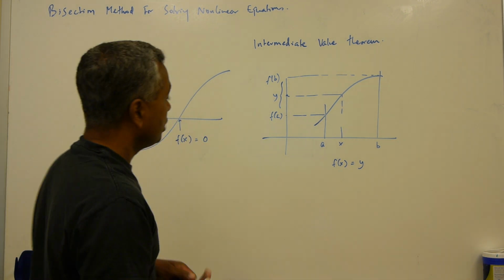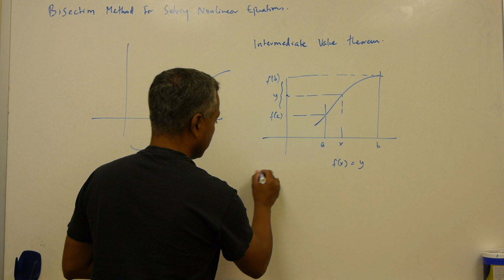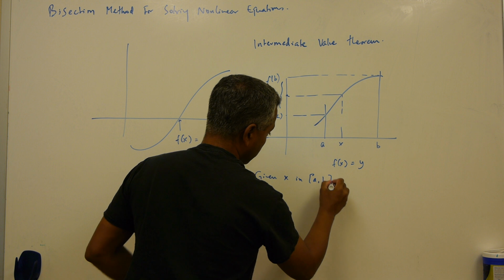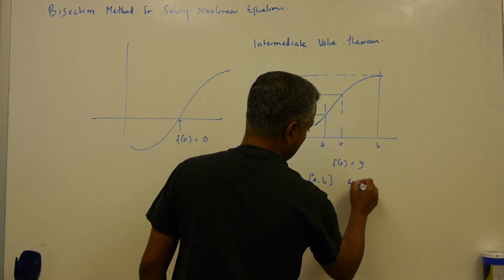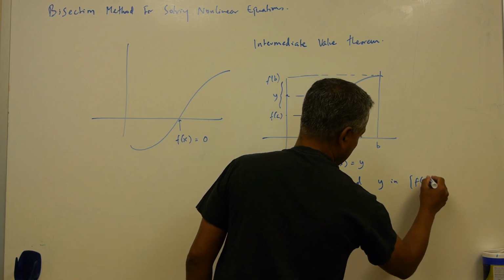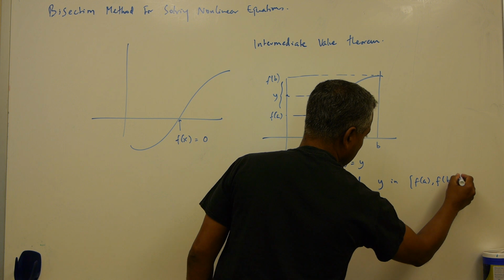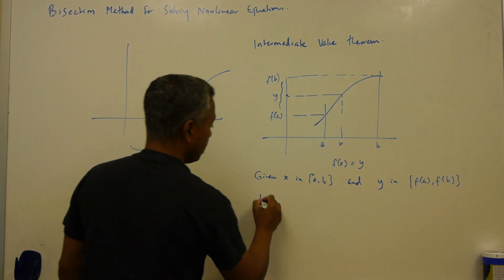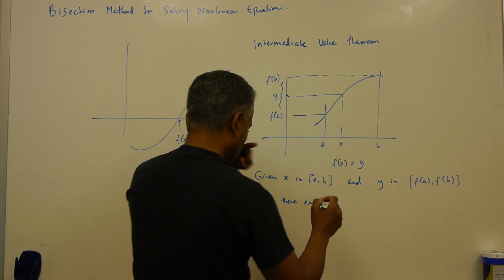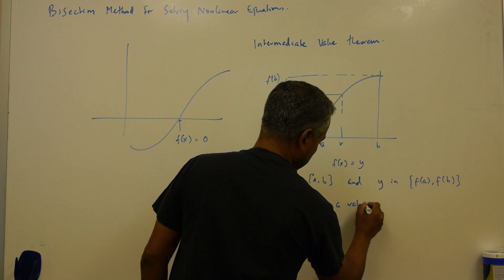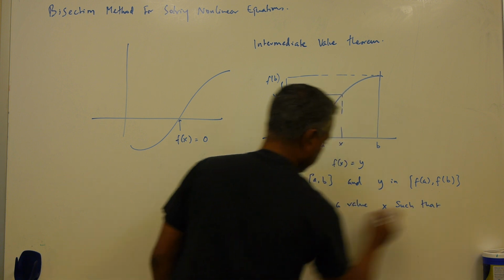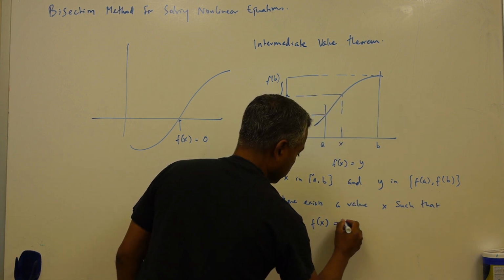Okay, so formally stated, given x in [a, b], and y in [fa, fb], then there exists a value x such that f of x equals y.